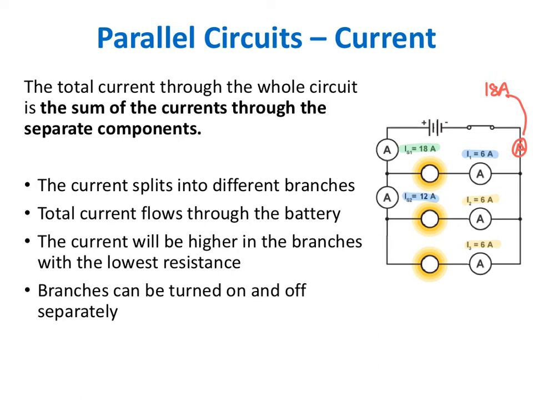The other thing to point out though is we could have included switches. Let's imagine there was a switch here, basically a switch on each separate loop. What that would allow us to do is to switch each of those bulbs on and off separately. So actually this is a very common circuit in houses and other areas, because it gives us a lot more flexibility in terms of what we switch on and switch off. As you can see at the bottom there, different branches can be turned on and off separately. So that's a very important property of parallel circuits.